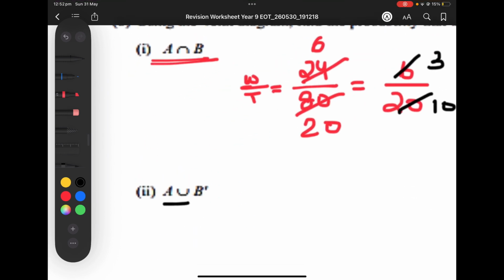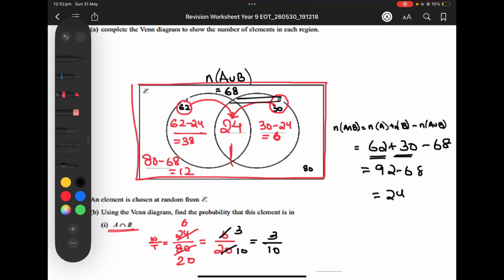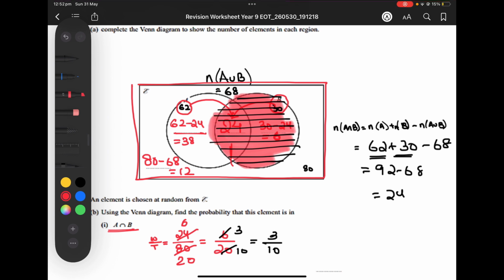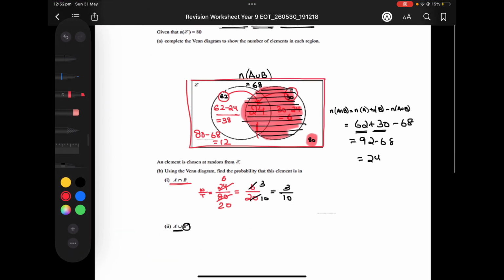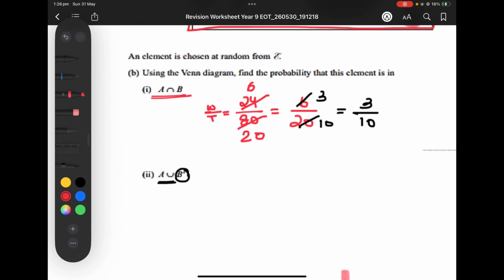Next, it said A union B complement. So you have to remove the B complement. That means this B is completely gone. This does not exist for me now. B complement means from the 80, the total 80 that is given to me, 30 has to be removed in here. Let's find out this A union B complement. Now here, only B will be left away from here.